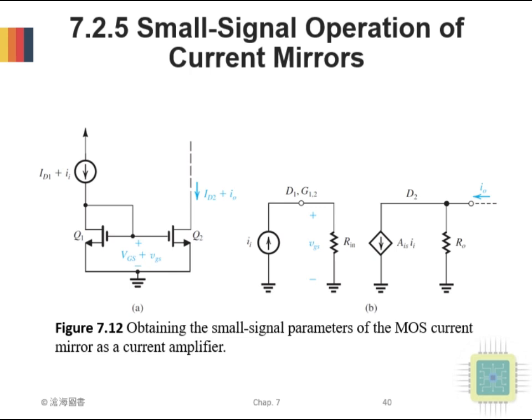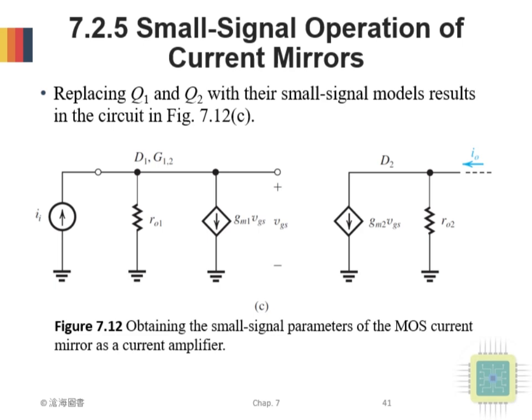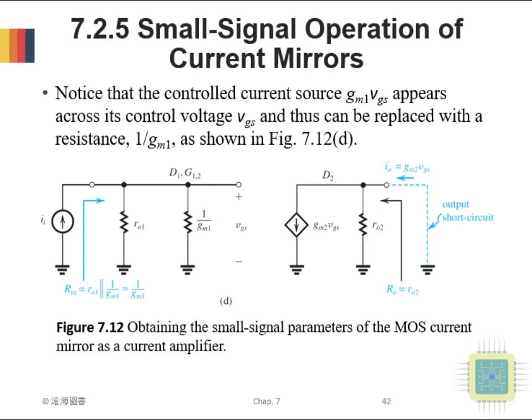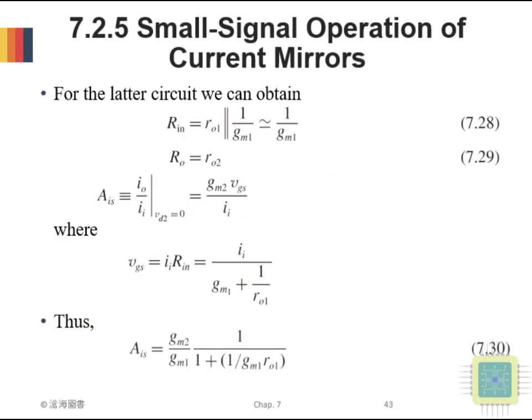Figure 7.12 shows the small signal parameters of the MOS current mirror as a current amplifier. Replacing Q1 and Q2 with their small signal models, the equivalent circuit can be redrawn in Fig 7.12c. Notice that the control current source gm1 vgs appears across its control voltage vgs, and thus can be replaced with resistance 1 over gm1, as shown in Fig 7.12d. For the latter circuit, we can obtain equations 7.28 and 7.29, where vgs can be replaced as in this equation. Thus, we can get the short circuit current gain As as equation 7.30.